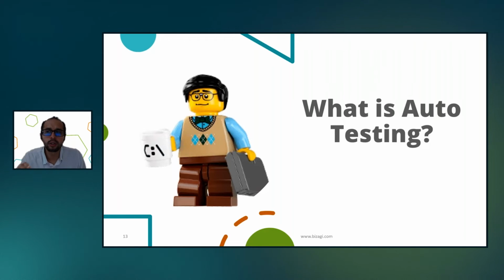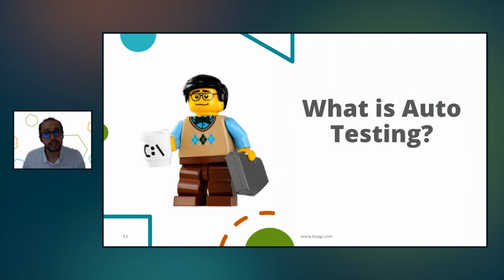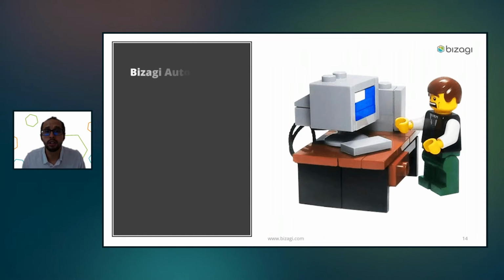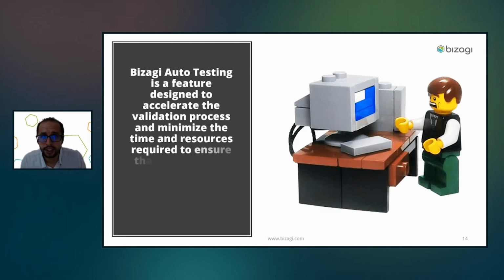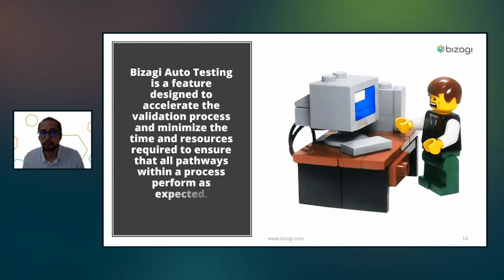But we are also completely sure that we don't want you to skip the testing part or do it without paying as much attention as required. So that's why we have this tool called auto testing. Bizagi auto testing is a feature designed in the platform to accelerate the validation process when you are creating an automated process, right?